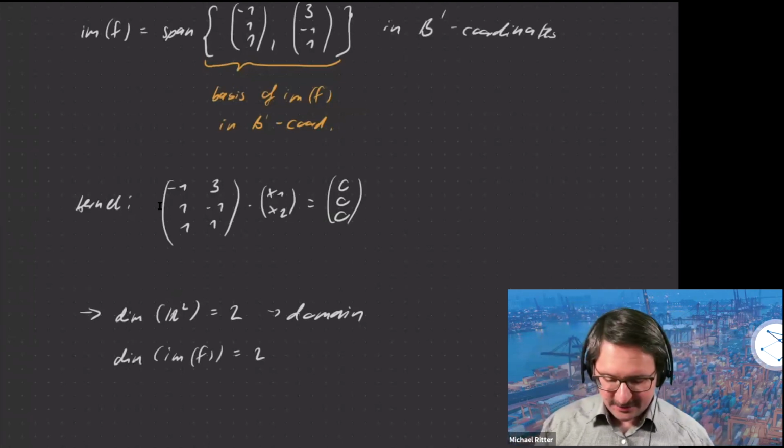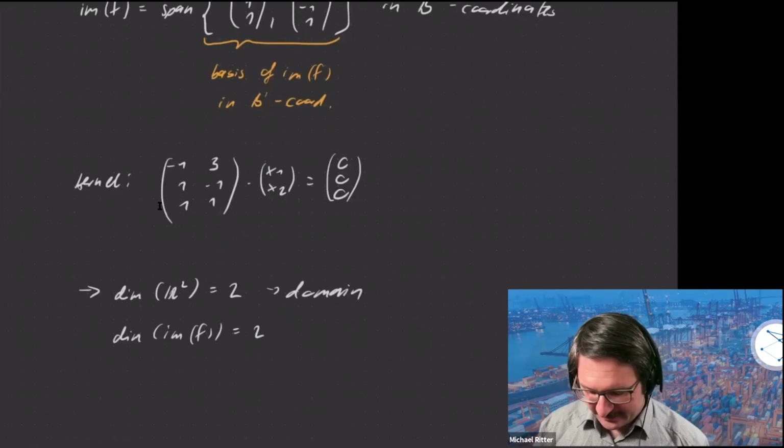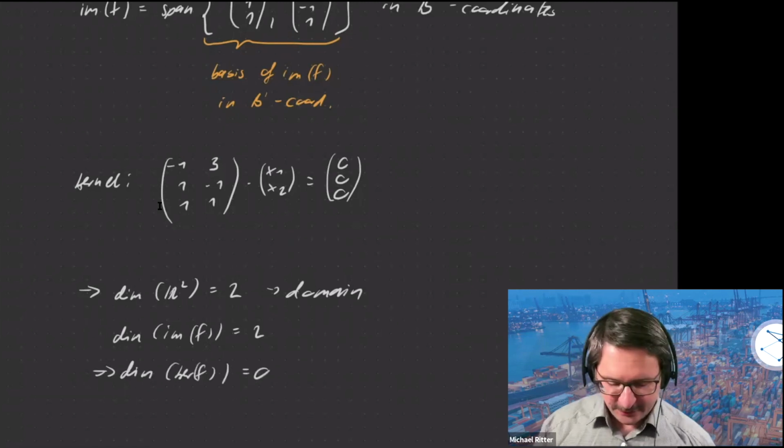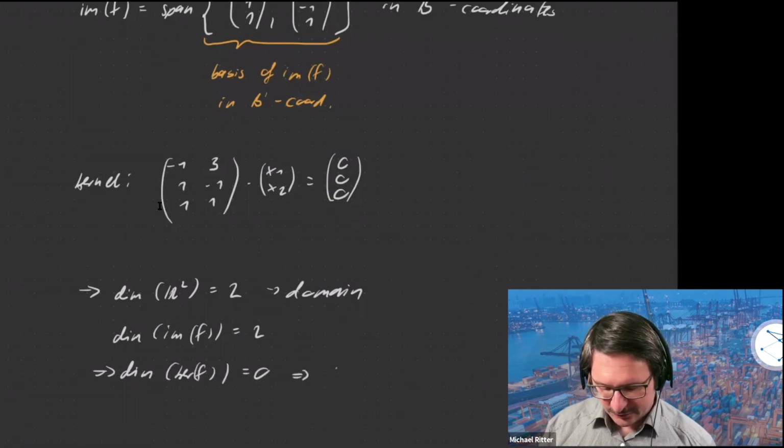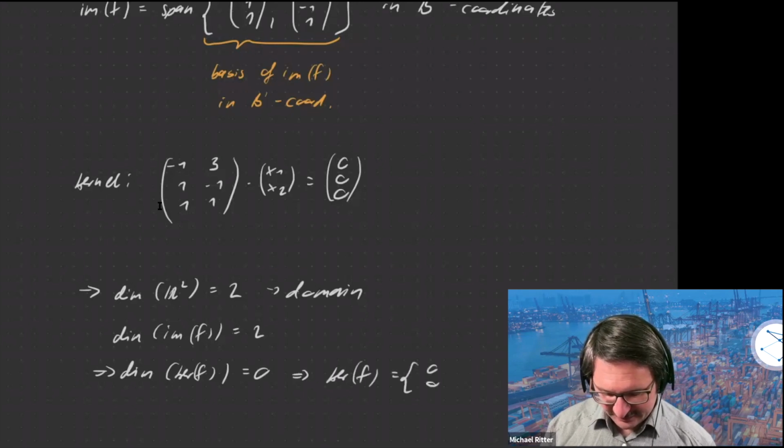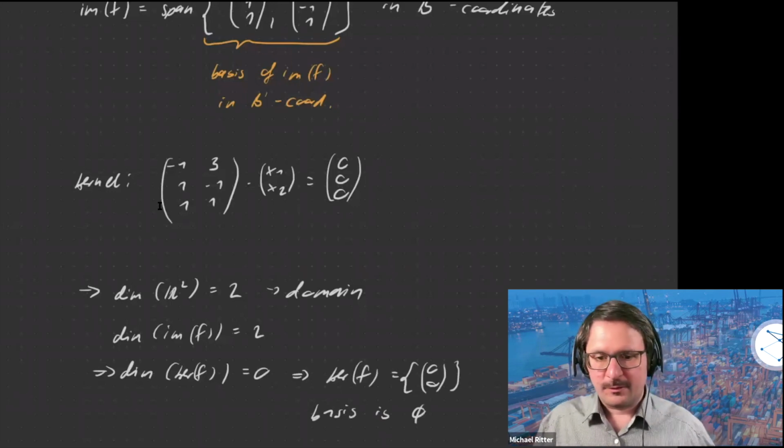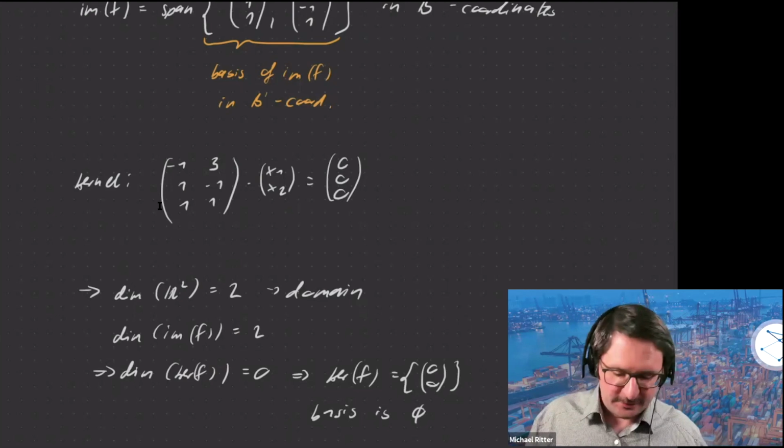And that means I can compute the dimension of the kernel right away to see that this is, again, a 0-dimensional kernel. So as before, the kernel of F is simply the 0 vector. And that means a valid basis for that would be the empty set. Okay, so we don't have to do a lot of computations.